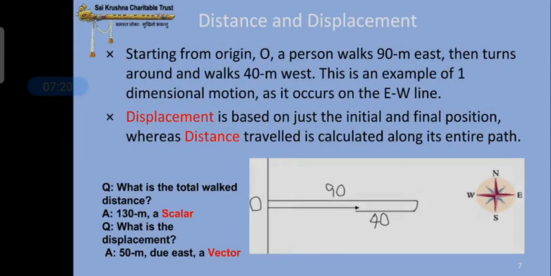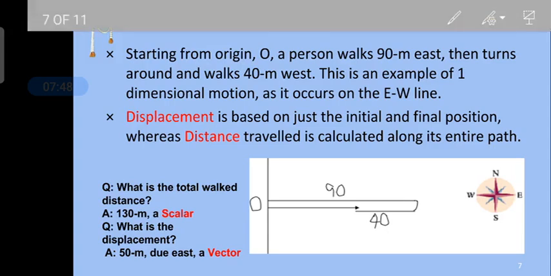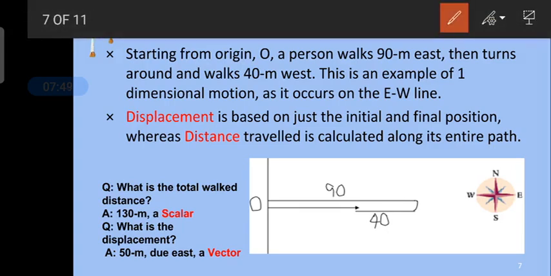Distance and displacement. This is a very good example to understand distance and displacement. Starting from origin O, a person walks 90 meters towards the east, then turns around and walks 40 meters west. This is an example of one-dimensional motion as it occurs on the east-west line. Displacement is based on just the initial and final position, whereas the distance traveled is calculated along its entire path. Okay, so what happens?